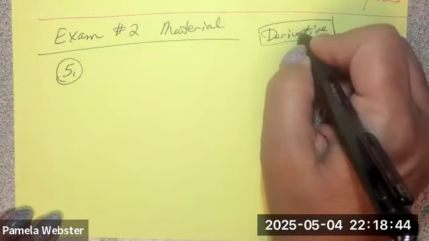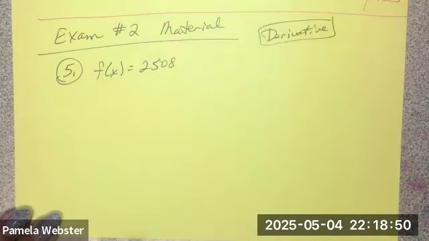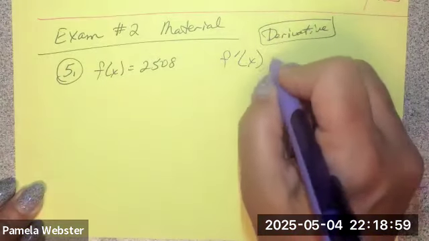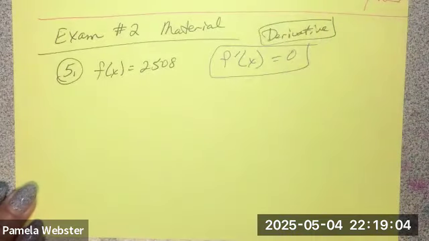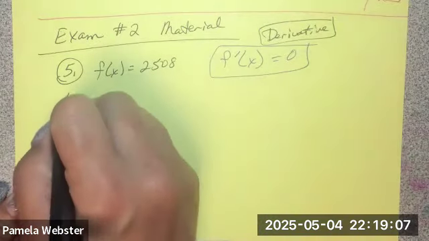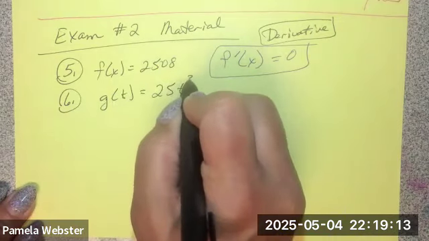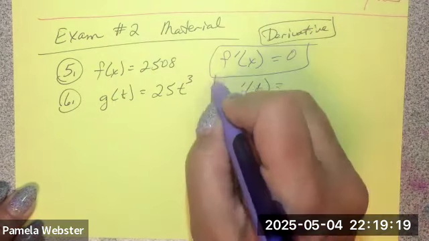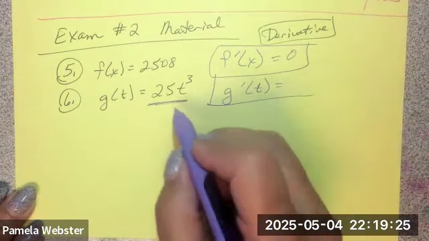Okay. And on this problem, I've got f of x equals 2508. What do you think about that? The derivative of a constant is 0, right? So f prime of x, remember that's how we say derivative, is 0. Derivative of any constant is 0. All right, let's hit number 6 real quickly. g of t equals 25t to the third is my example. And hopefully you know that g prime of t is... Okay, what's the rule? This is a power rule, right?